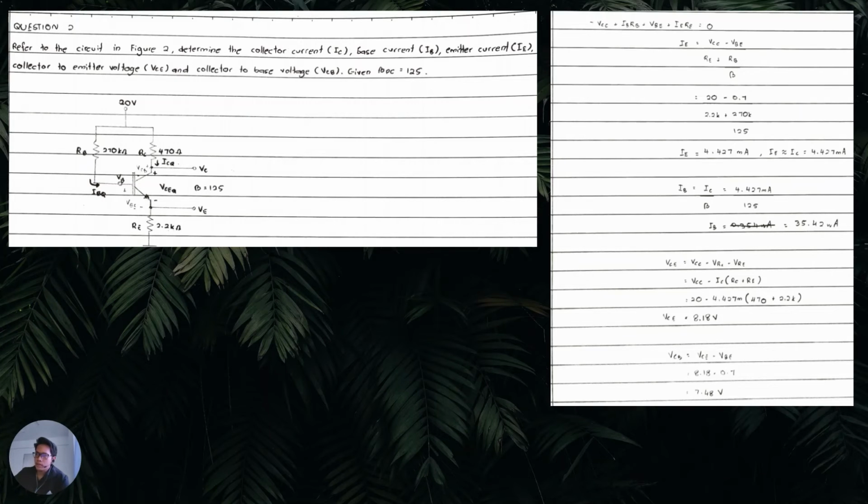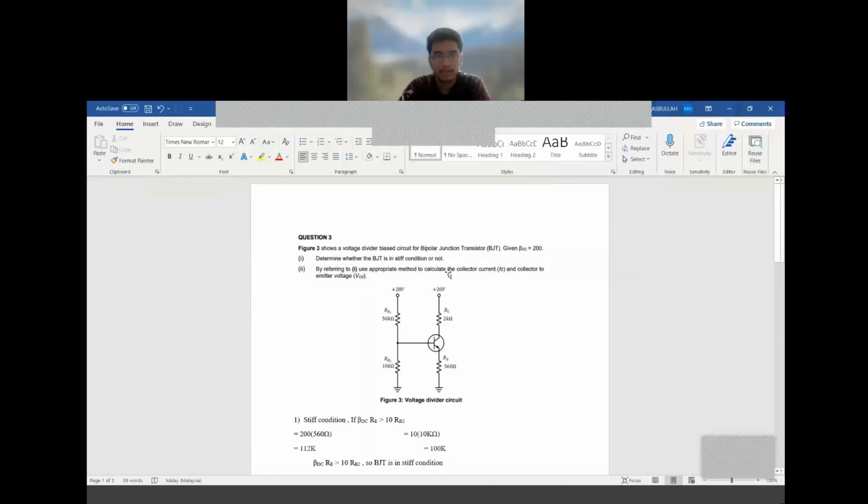Then the last to search is VCB equal to VCE minus VBE, where VCE is 8.18 and the VBE is 0.7. So we get the value of VCB is 7.48 volt. Okay, then we have found all the answers. Thank you. Assalamualaikum warahmatullahi wabarakatuh.